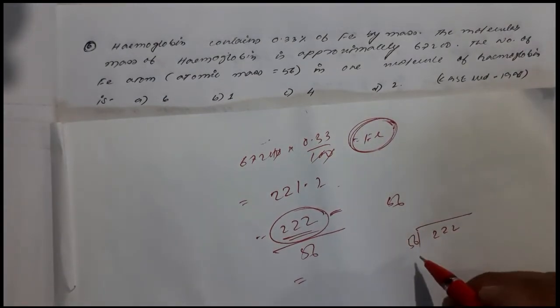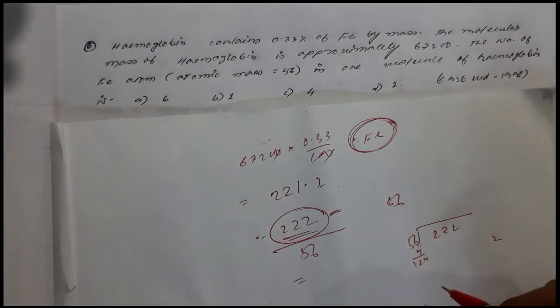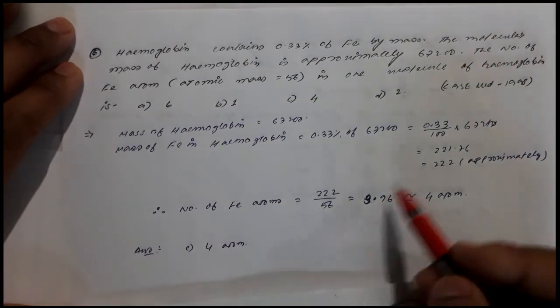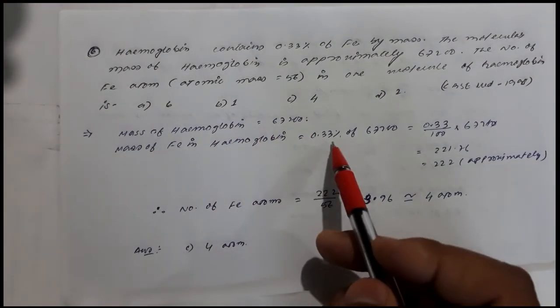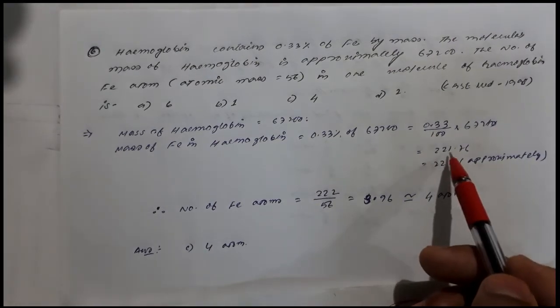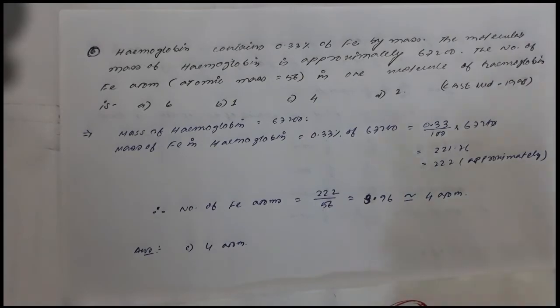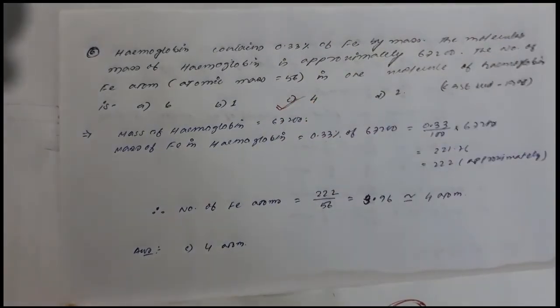Approximately it will come out as 4. I have solved the question for you, approximately it will be 4, 3.96. Look here: the mass of iron in hemoglobin equals this percent, so it equals 221.76, so the number of iron atoms equals 3.96, approximately 4 atoms. It's very simple, so option C is the correct answer for you.